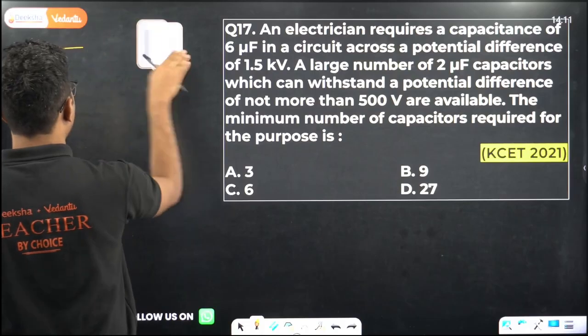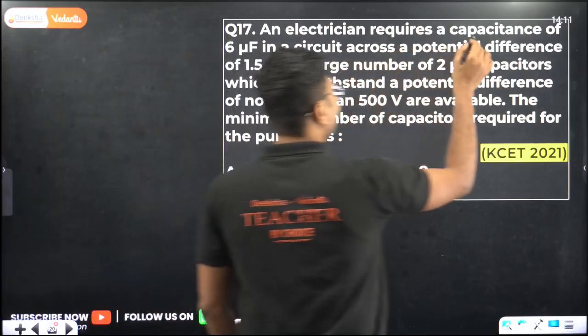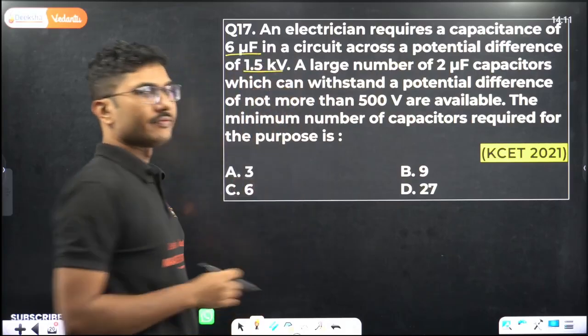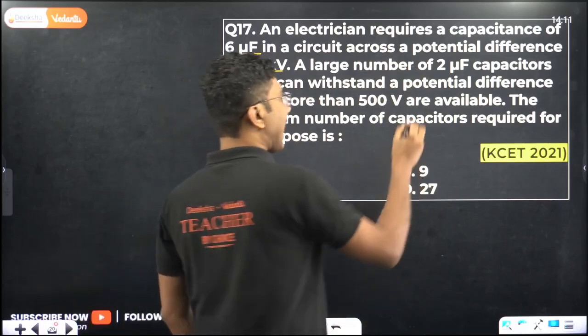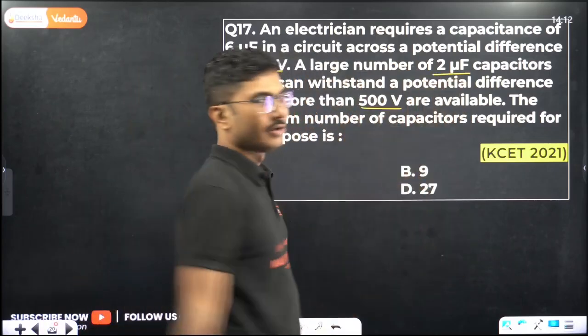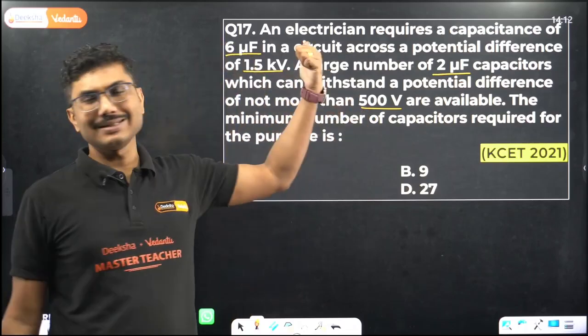So basically, if you read the question, the requirement is 6 microfarad and 1.5 kilovolt. This is our requirement. What do we have in stock? We have 2 microfarad and 500 volt. So we need both higher voltage as well as higher capacitance.